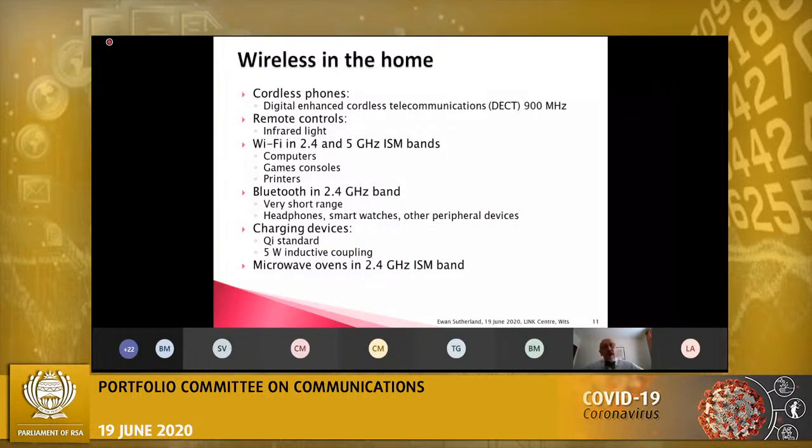Increasingly, people are running multiple games consoles, multiple printers, computers in their homes, and so we're having to find new spectrum for Wi-Fi. Bluetooth operates in the same band, but that's very short range stuff, typically for things like headphones and peripheral devices. Then you get fancy technologies like wireless charging, contactless methods of recharging your mobile phone, and that uses very, very low frequencies. It's electromagnetic. And I had to check because I'd forgotten: microwave ovens operate in the 2.4 gigahertz band, but shouldn't interfere because they're sealed in a box. If they're not sealed in the box, you're in trouble.